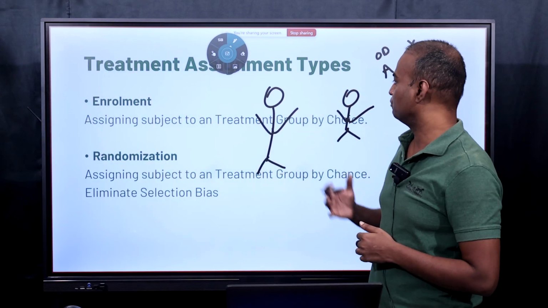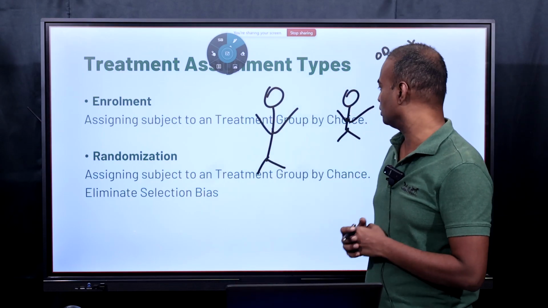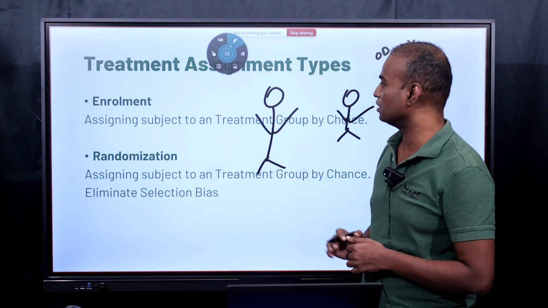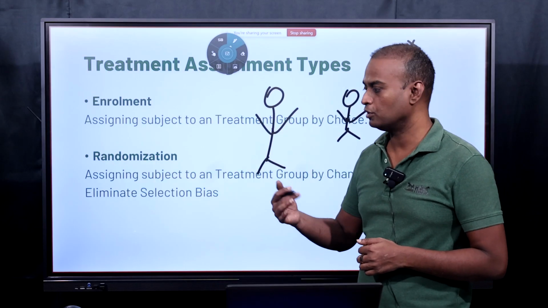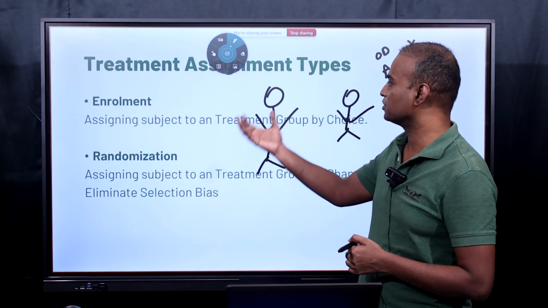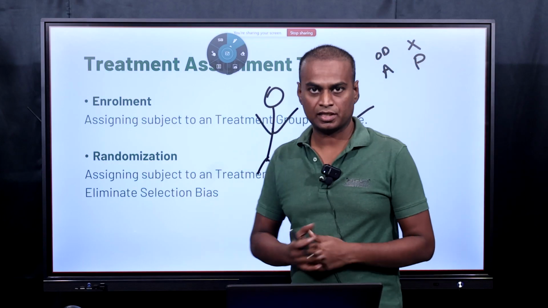This is a problem. If we allow the doctor, or the investigator, to decide and select the treatment arm, then there will be a bias that is known as enrollment bias. The bias that occurs during enrollment of the patient into a treatment arm is known as selection bias. Keeping this in mind, how do we remove this selection bias?